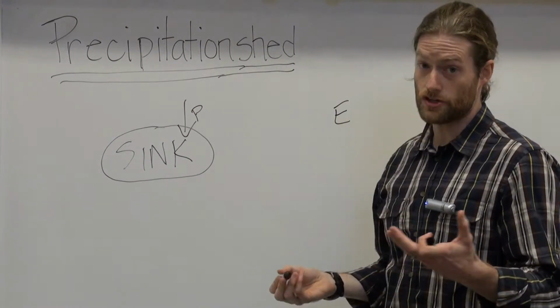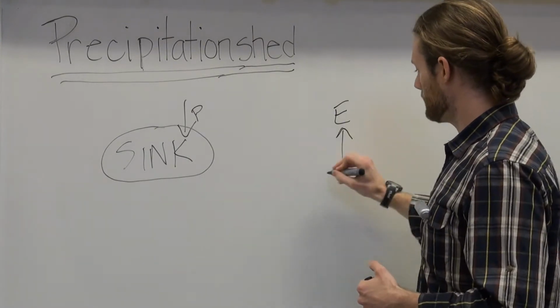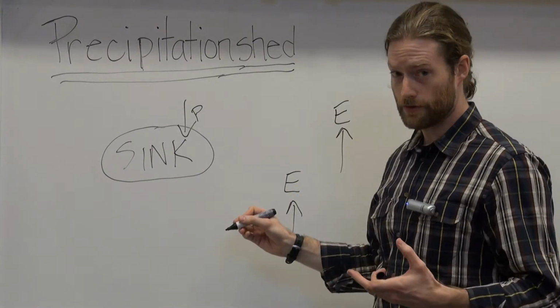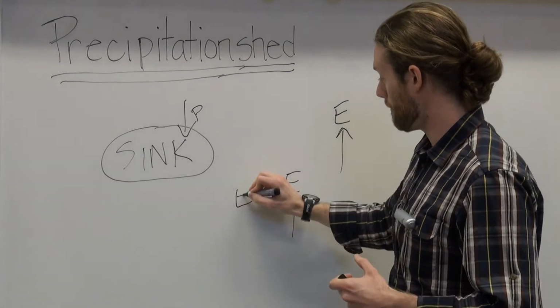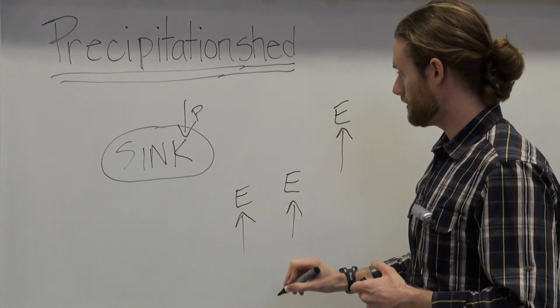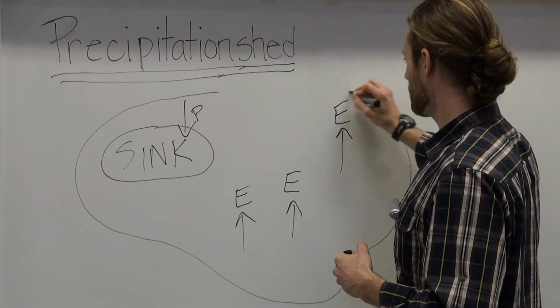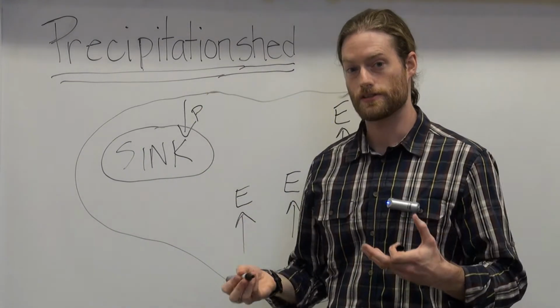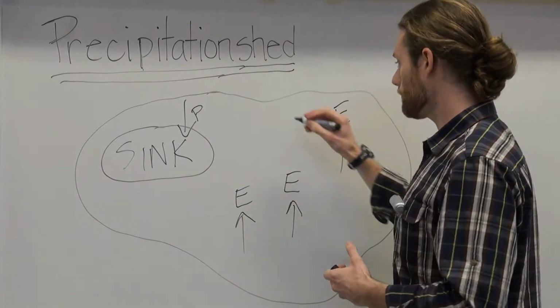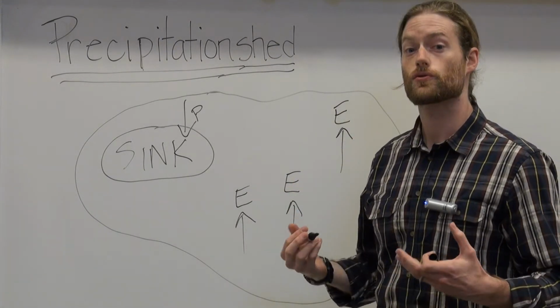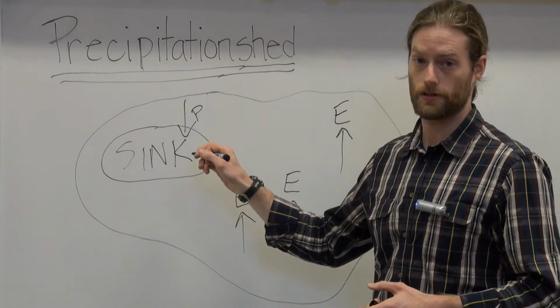It turns out that it's not just one place. It's E from lots of places. But the critical difference, or the critical thing about the precipitation shed, is that it captures all of those regions. And it starts to allow us to talk about all of these places that are contributing evaporation as source regions to a specific location.